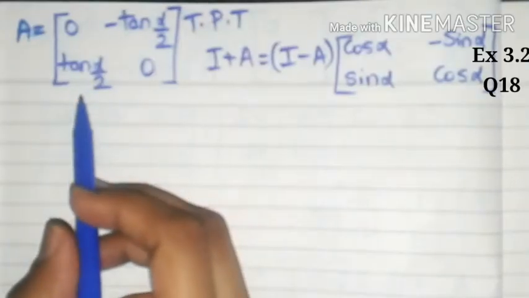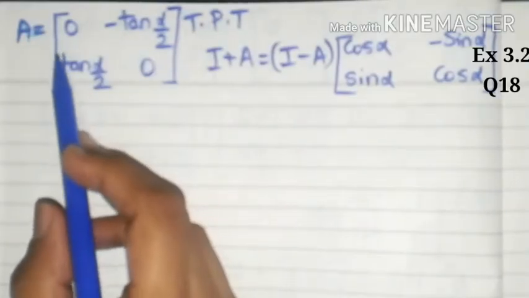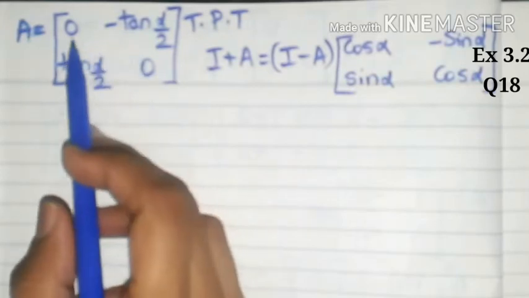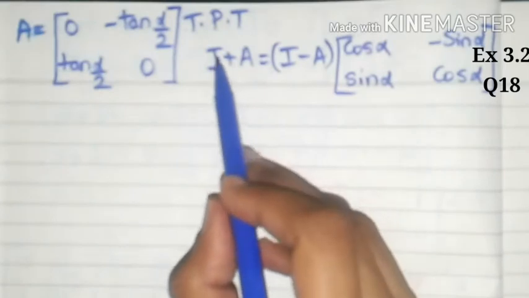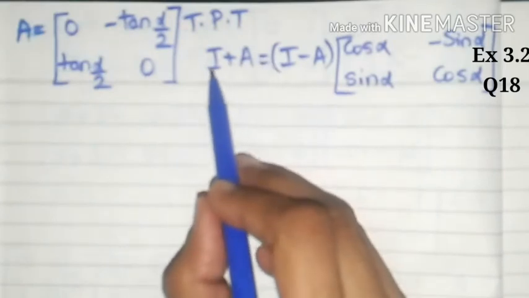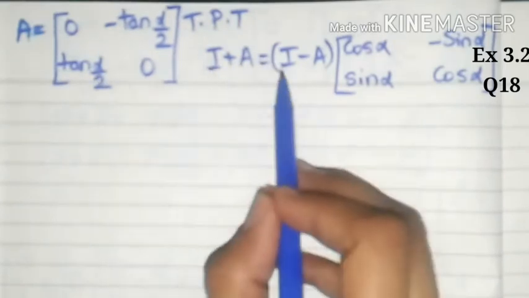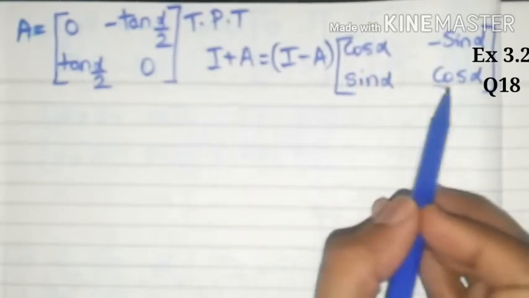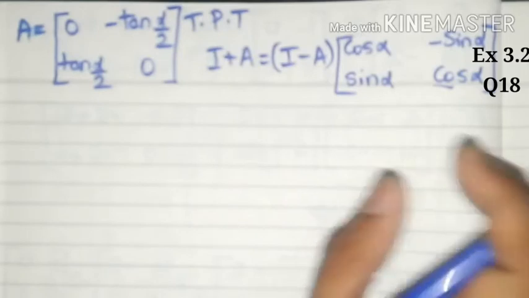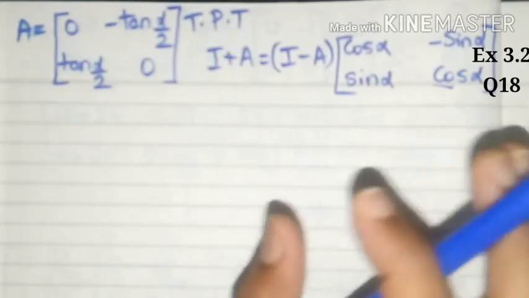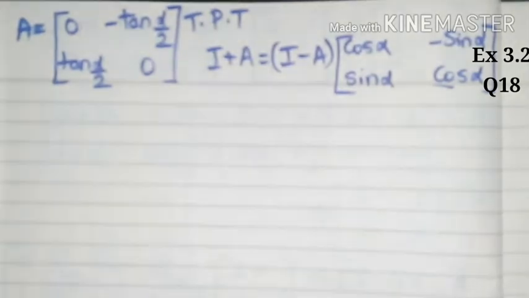Question number 18 is as follows. You are given the matrix A as a 2 by 2 matrix, 0 minus tan alpha by 2, tan alpha by 2 and 0. And this is a to prove that question. So we have to prove that identity matrix plus A is equal to this expression on the right hand side. So friends, the first thing is we should not get overwhelmed whenever we see such a big to prove that statement. Everything can be simplified into small steps and then it will become very easy.